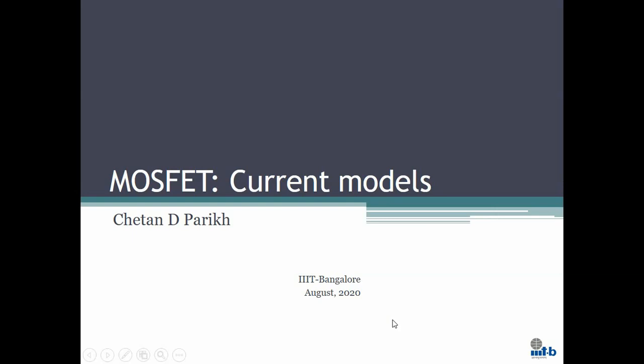Okay, so this lecture will study the MOSFET current models. A model, as applied to electronic circuits and transistors, refers to a set of mathematical equations that describe the behavior of a transistor, in our case. So what we'll study in this lecture is equations that describe the drain current of a MOSFET as a function of the voltages applied.